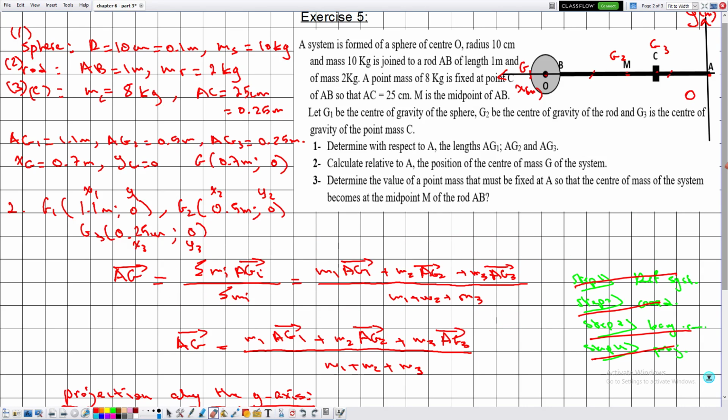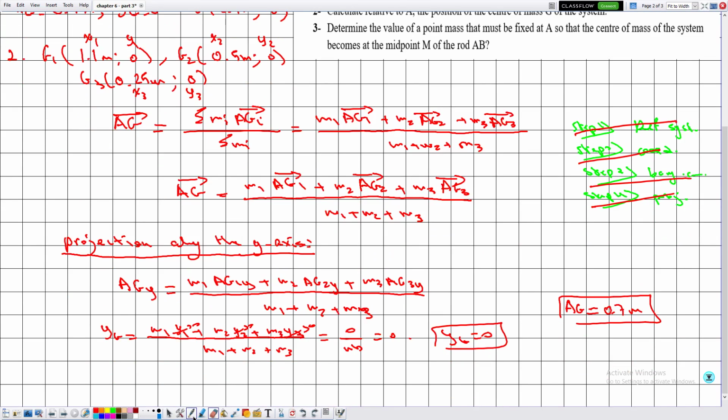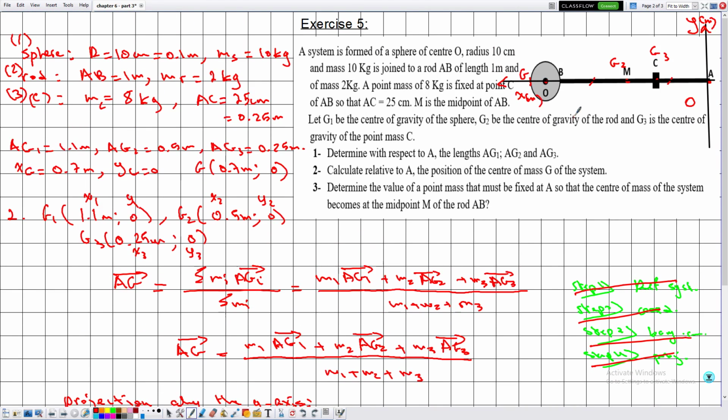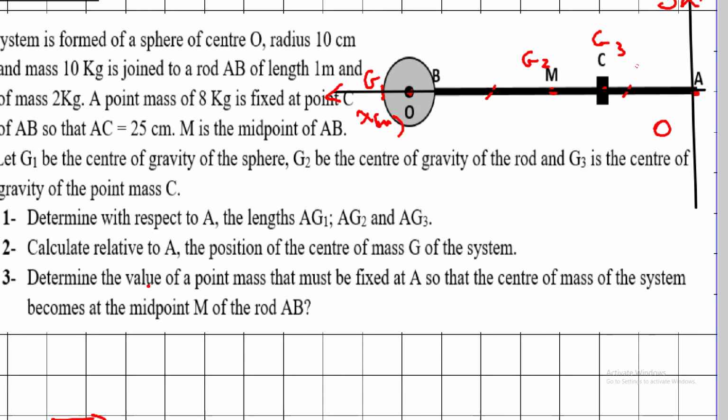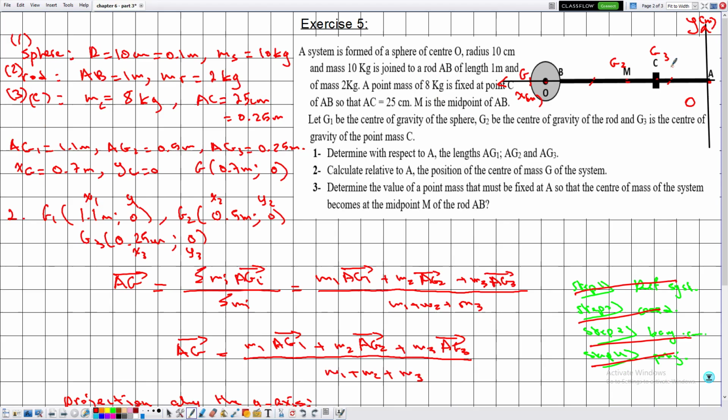Let me keep down, and let's move to number 3. Now in number 3 they are telling me determine the value of a point mass that must be fixed at A so that the center of mass of the system becomes at the midpoint M of the rod AB. So they are telling me determine the value of a point mass that must be fixed at A.